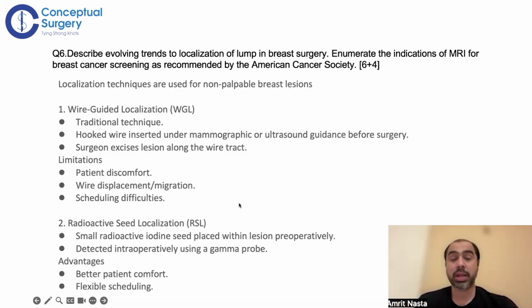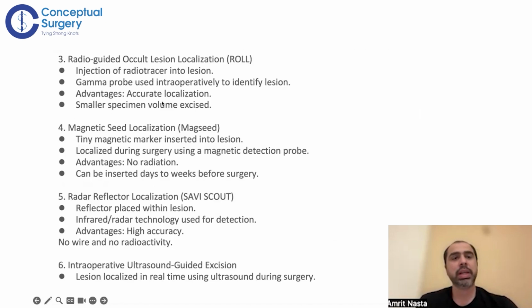It can cause migration, the wire can get migrated because of fibrosis and all those technical problems. So if you want an easier technology, you can implant radioactive seeds which can be detected intraoperatively with a gamma camera. So this is a lot easier than feeling the wire. So you can put radioactive seeds, that is one. Second is you can put some radio tracers into the lesion. And then again, you can use a gamma probe to identify it intraoperatively.